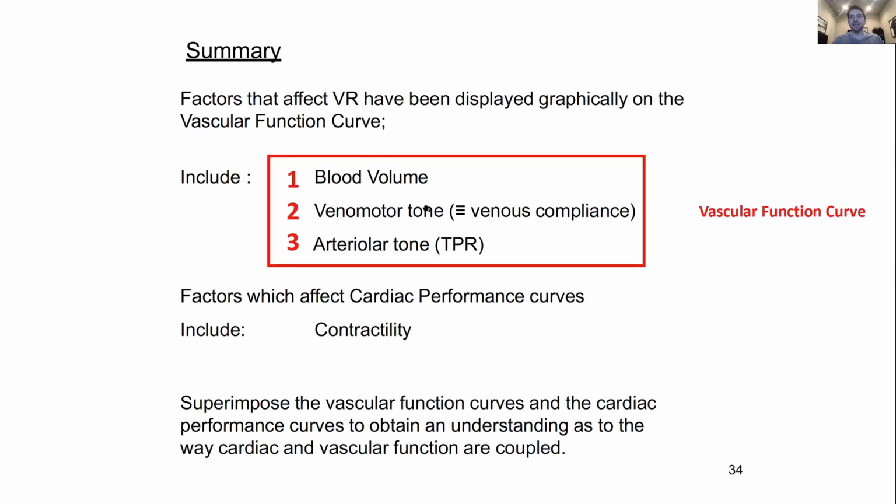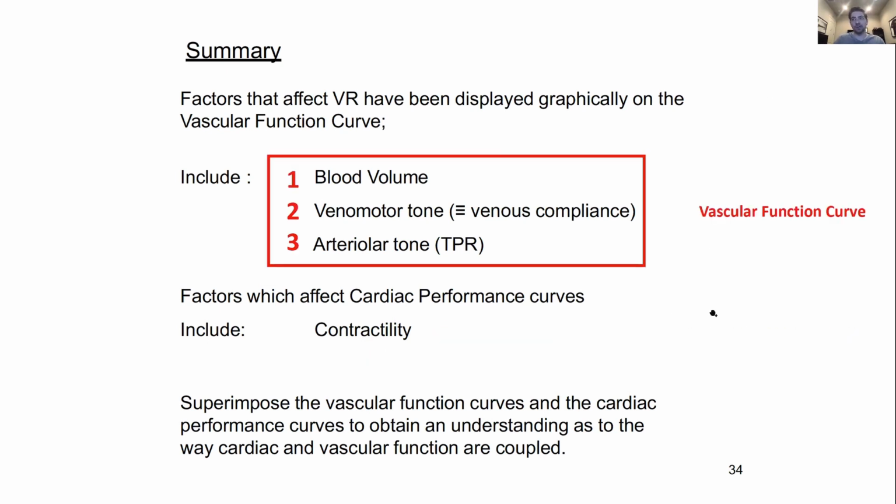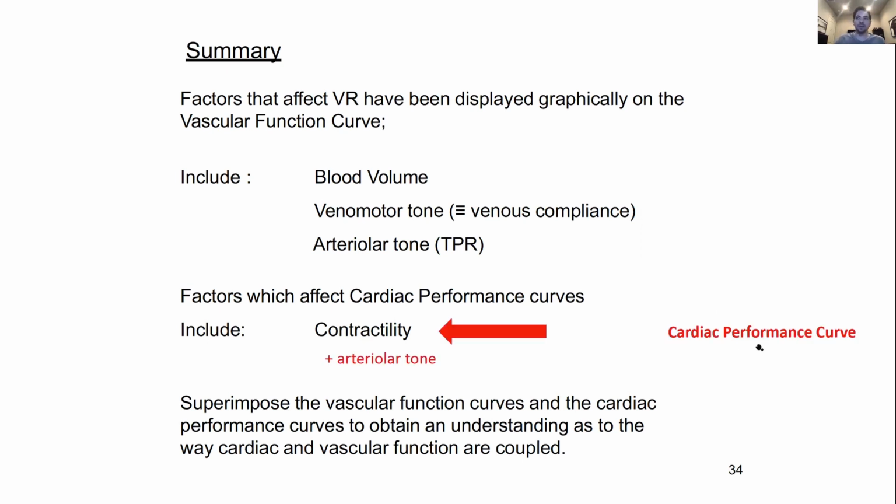So as we said, these three components are going to be part of this vascular function curve. They are going to be involved with the venous return to the heart. So now we want to look at the cardiac performance curve. Now this is going to be the left side of the heart, okay? So here we have the right side of the heart, the vascular function curve, and now we're going to deal with the left side of the heart, or the cardiac performance curve. So the main factor here is contractility. How much blood are you able to get out of the left heart to get to systemic circulation?